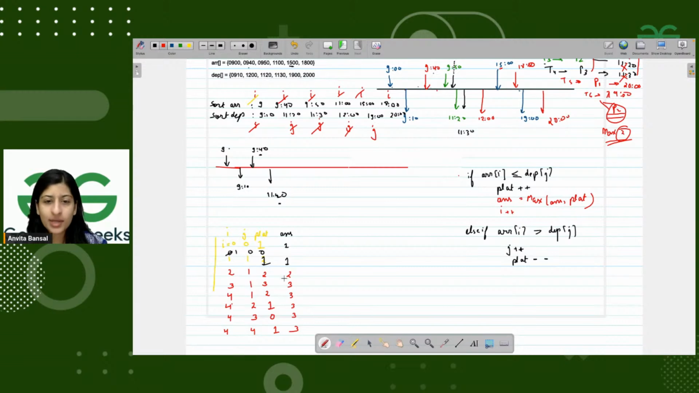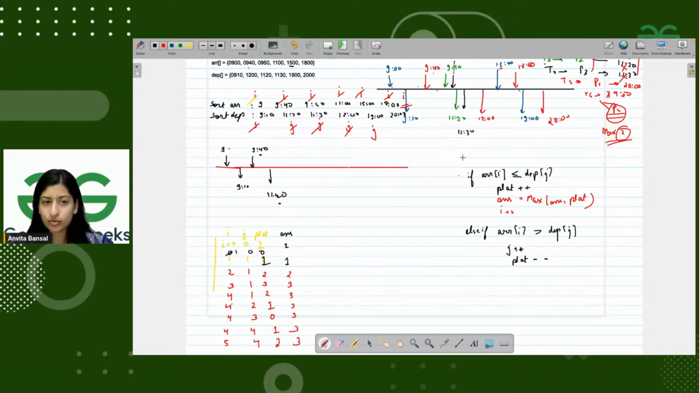So the platform will be increased to 1. So this is for the index where my I is at 5th index. My J is at 4th index and the platform is incremented to 2. Answer is still 3. And then you do I plus plus. Your I is out of bounds now. It has reached the maximum index of your array. It has gone out of bounds. So there are no more incoming trains. So whatever answer is stored with maximum, that is what you are going to return.